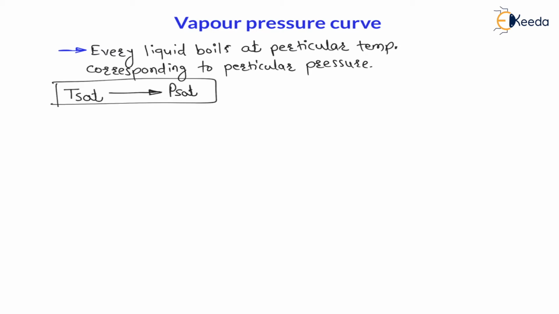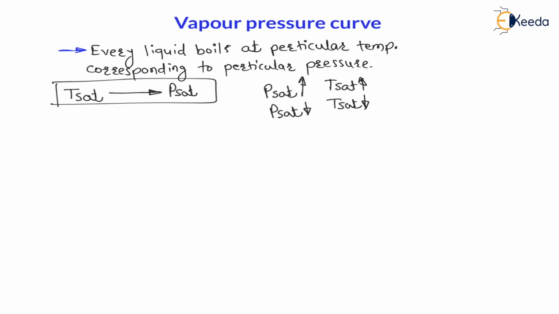And my dear students, as this saturation temperature and saturation pressure are related with each other, that means as saturation pressure on any liquid increases, its saturation temperature also increases, and vice versa. That means if saturation pressure on any liquid decreases, then its saturation temperature also decreases. And saturation condition is nothing but boiling condition.